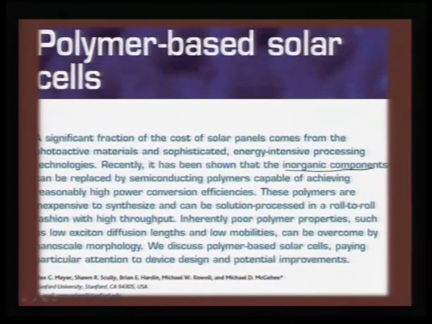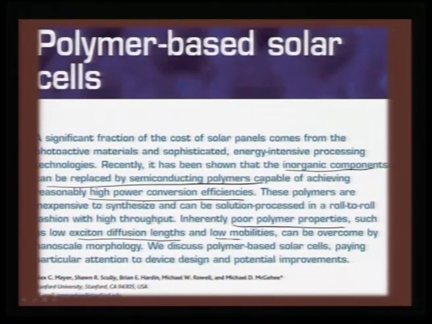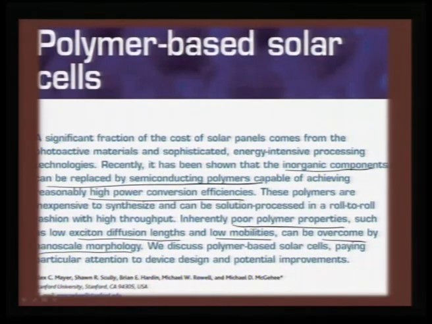It has been shown that the inorganic components can be replaced by semiconducting polymers capable of achieving high power conversion efficiency. So, this is one of the attractive terms to convert from silicon to polymer solar cells, but inherently the polymer properties are limited because of low exciton diffusion lengths and low mobilities, and therefore nanoscale morphologies have been tried now. So, even among polymer solar cells, you now have nano sized semiconductors coming in as an interplay with these polymers. These are called heterojunctions, where inorganic components mixed with polymers are turning out to be a very good compromise for polymer based solar cells. I will show you a few examples of that.